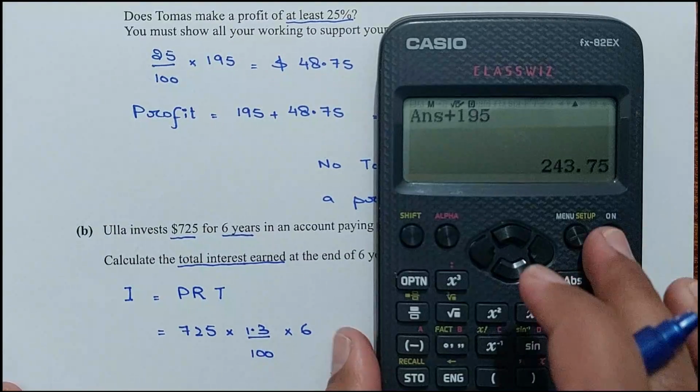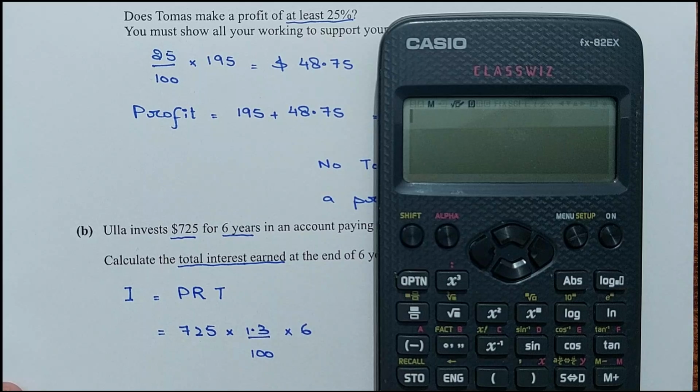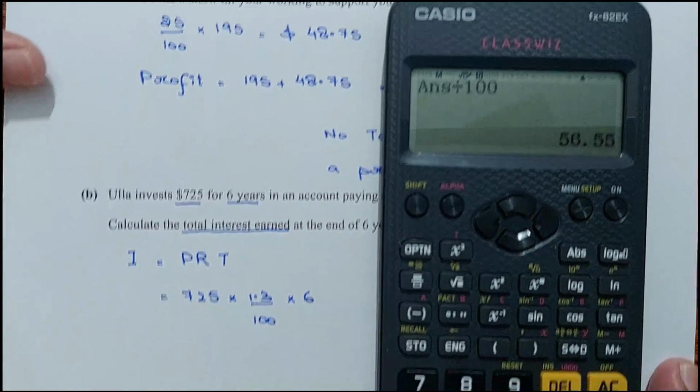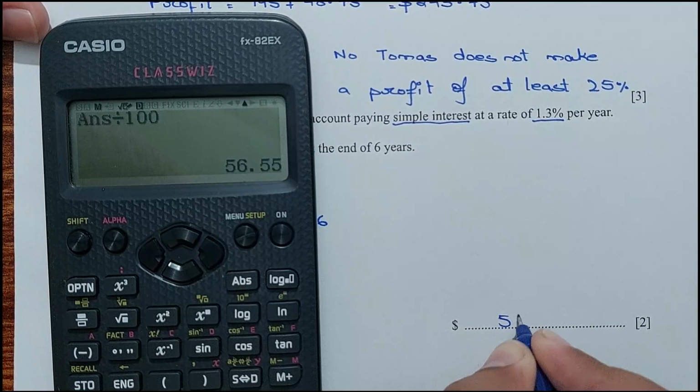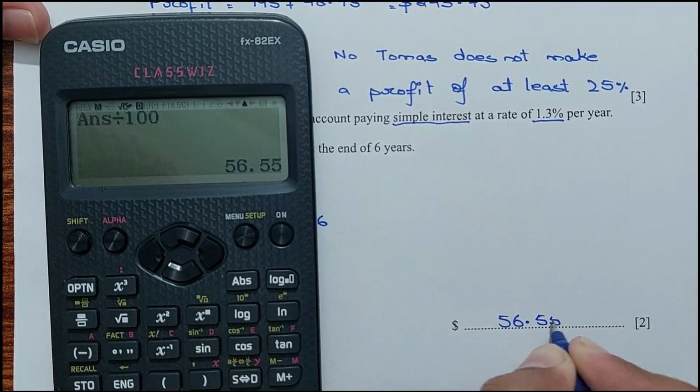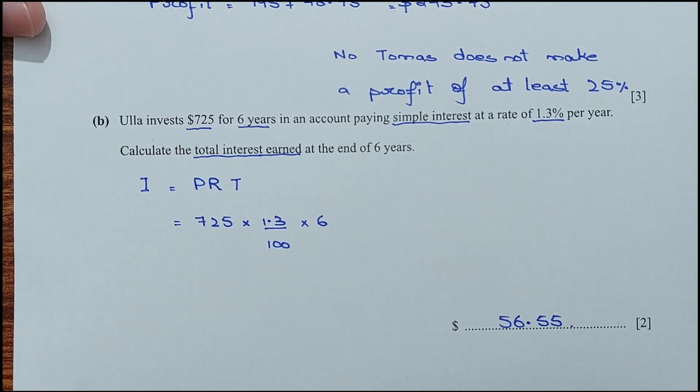Right? Let me simplify. 725 times 1.3 times 6 divided by 100, and this is 56.55, sorry, dollars. $56.55 is the total interest earned.